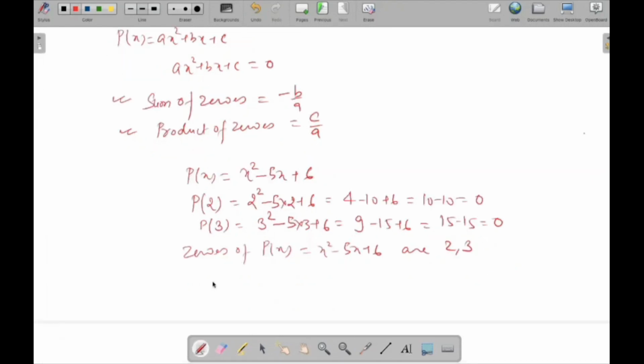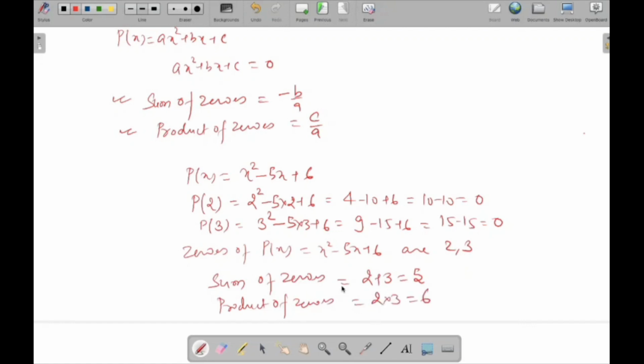Now I want to evaluate the sum of zeros here. If I evaluate the sum of zeros, it will be 2 plus 3, which will be 5. And I want to evaluate the product of zeros also. Product of zeros will again be 2 into 3, which equals 6.